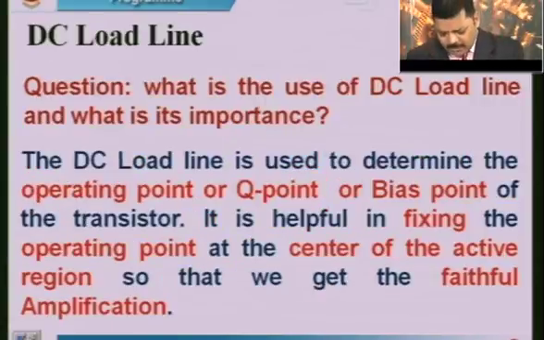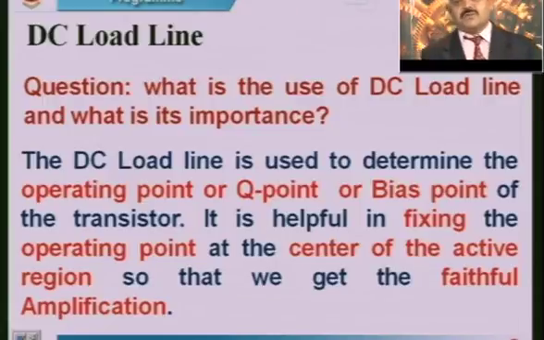Now, how do we make the biasing? As I told you, the BJT must be operated in the active region. To do so, the emitter base junction must be forward biased and the collector base junction must be reverse biased. By using a single battery, we achieve this active region of operation. In order to do that, we need to take the help of the DC load line.